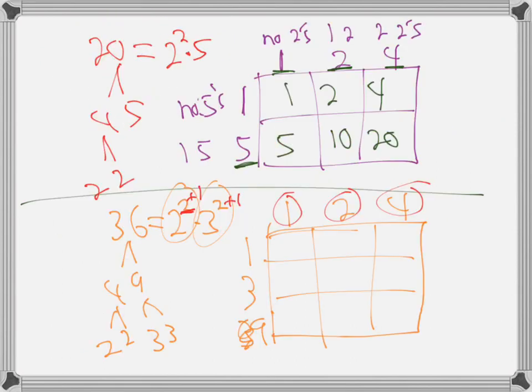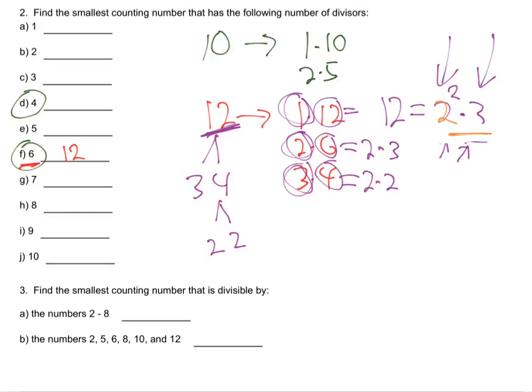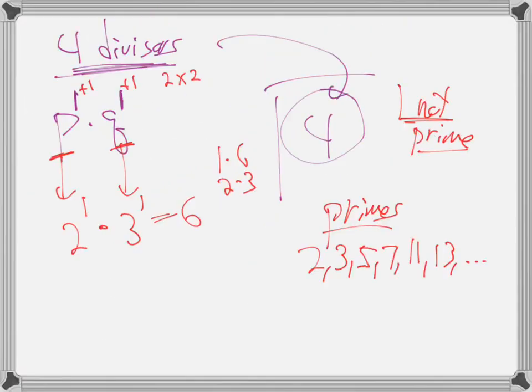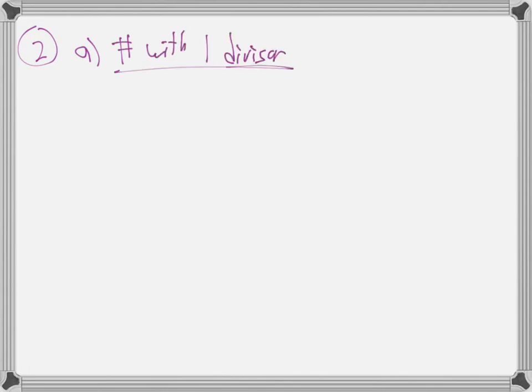Okay, so with that in mind, let's go back to the question. Find the smallest counting number. I scribbled all over that one, so I'll just start. This is question 2, part A. Find a number with one divisor. What number has only one divisor? 1. There's only one number. 1 is the only number that only has one thing going into it.